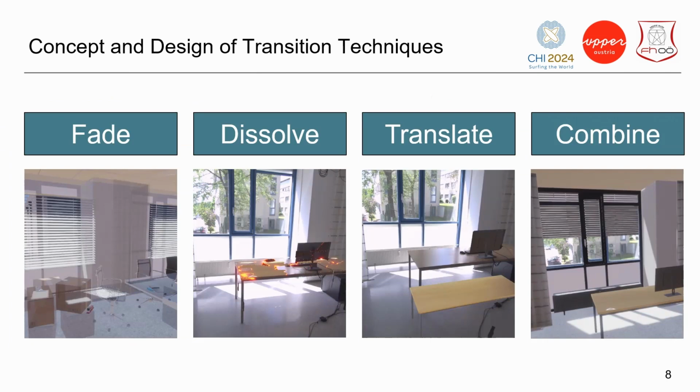To accomplish this transition process, an object-based transition technique is required to provide a procedural transition for each environment. Based on related work on transition techniques, we identified 4 promising transition techniques. I will now describe the design and concept of each technique, starting with fade.